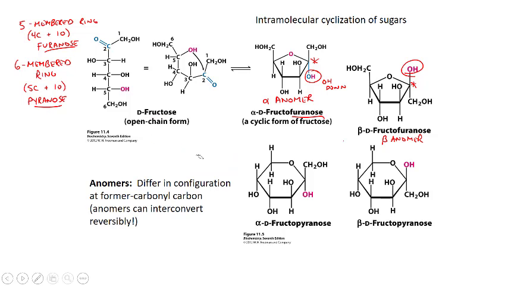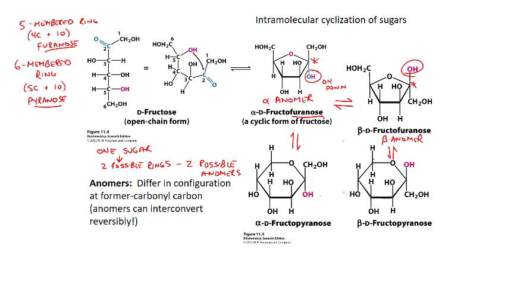So once again, from one sugar, we can form 2 possible rings and 2 possible anomers. The anomers and the rings can all interconvert, so all of these should be considered different forms of the same sugar.